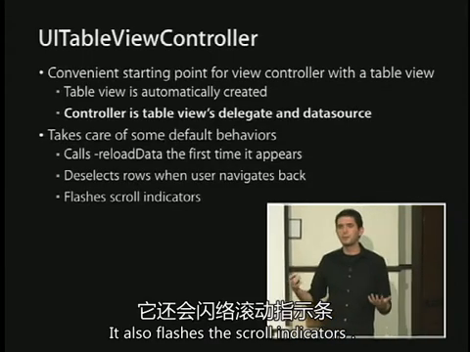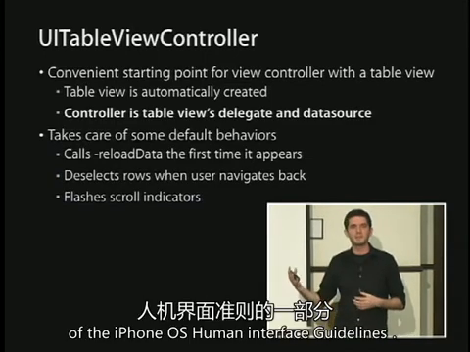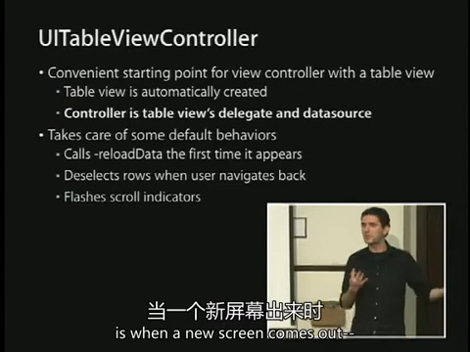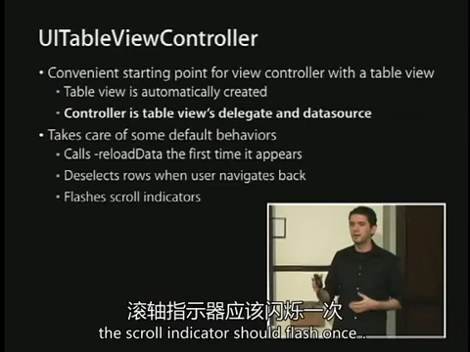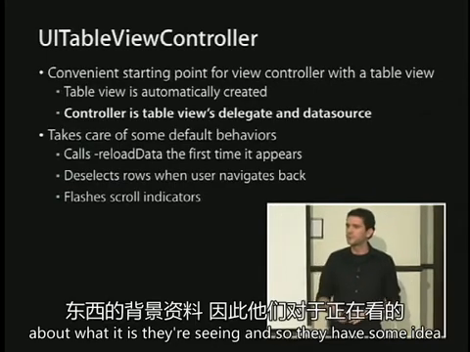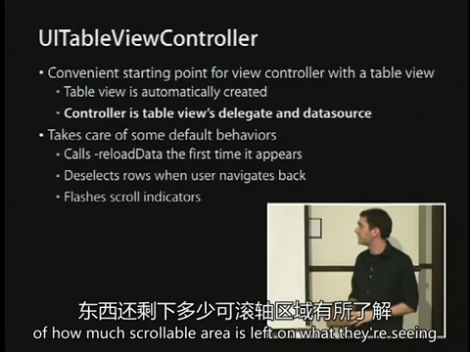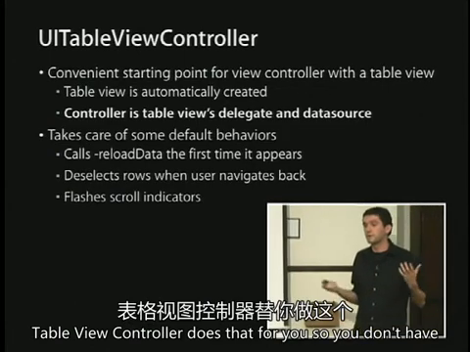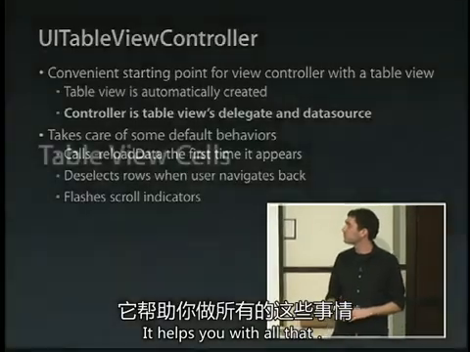It also flashes the scroll indicators. This is actually part of the iPhone OS human interface guidelines: when a new screen becomes visible that has a table view in it, or any scroll view actually, the scroll indicators should flash once, again to give the user some context about what it is they're seeing, and so they have some idea of how much scrollable area is left on what they're seeing. Table view controller does that for you, so you don't have to worry about conforming to the interface guidelines. It helps you with all that.